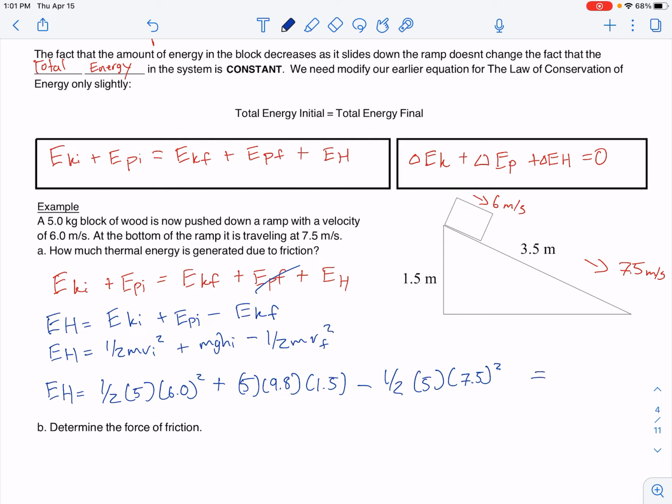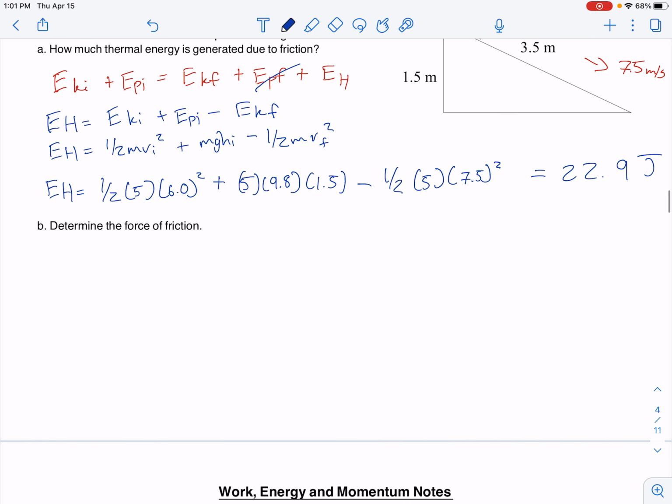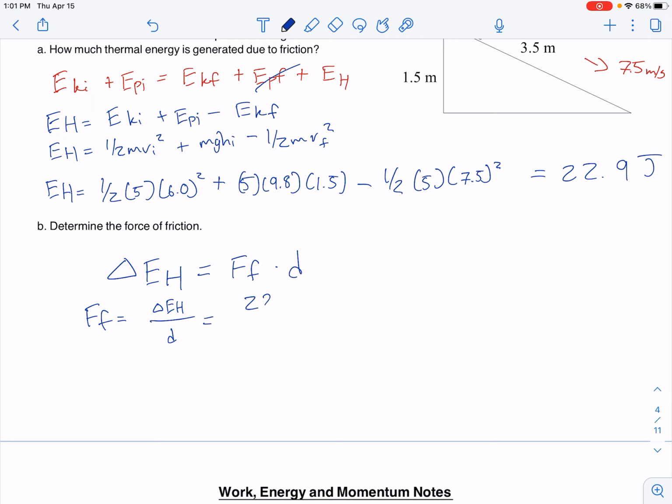Again, it's helpful to do these each individually. And then we end up with about 23 joules of thermal energy. Remember, we defined thermal energy, or the change in thermal energy, as being the force of friction times displacement. So solving for the force of friction, we end up with change of energy over displacement. We found that the change in energy is 22.9 joules. The displacement, it went 3.5 meters. Joules divided by meters, you're going to get newtons.